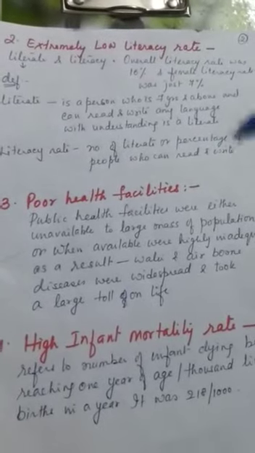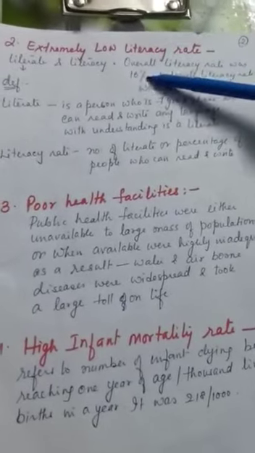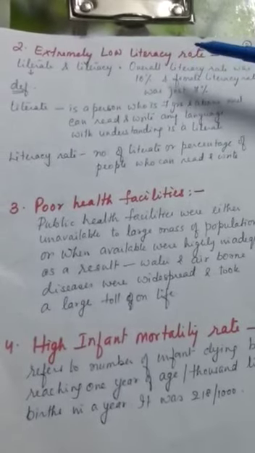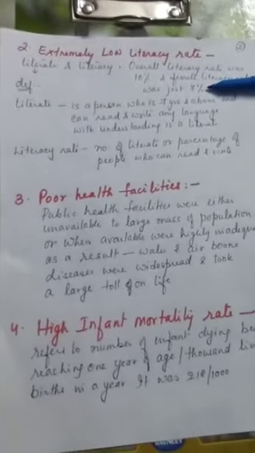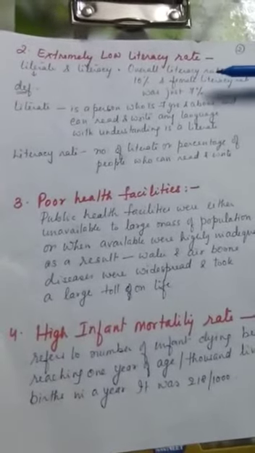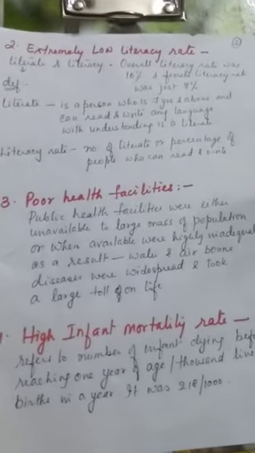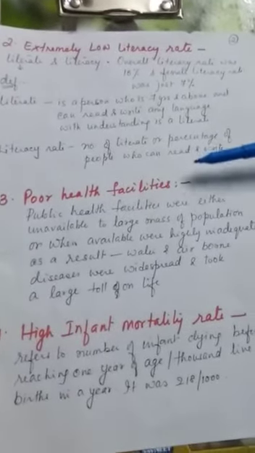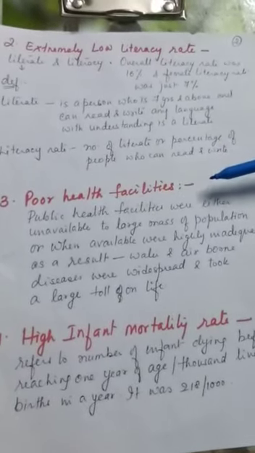So during British rule, the literacy rate was very, very low, just 16%, whereas the female literacy was just 7%. This was also one of the reasons of low economic growth during British rule. Now we move on to the next feature, that is poor health facilities.